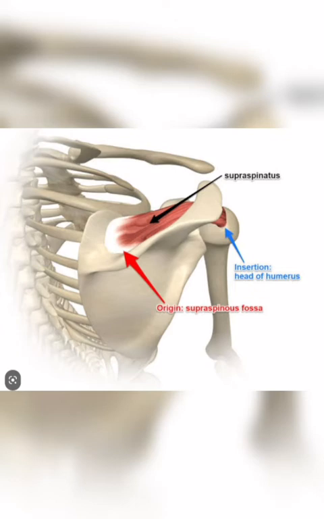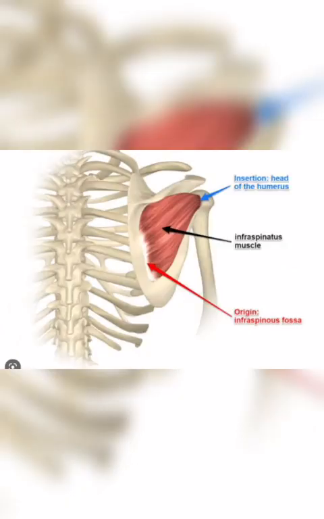Move on to the third muscle, infraspinatus. Its origin is the infraspinous fossa and insertion is the head of the humerus. Its function is to allow stabilization of the humeral head during shoulder abduction. When we do abduction, it stabilizes the humeral head in the shoulder. Okay, that's the function of the infraspinatus. Let's move on to the next muscle.